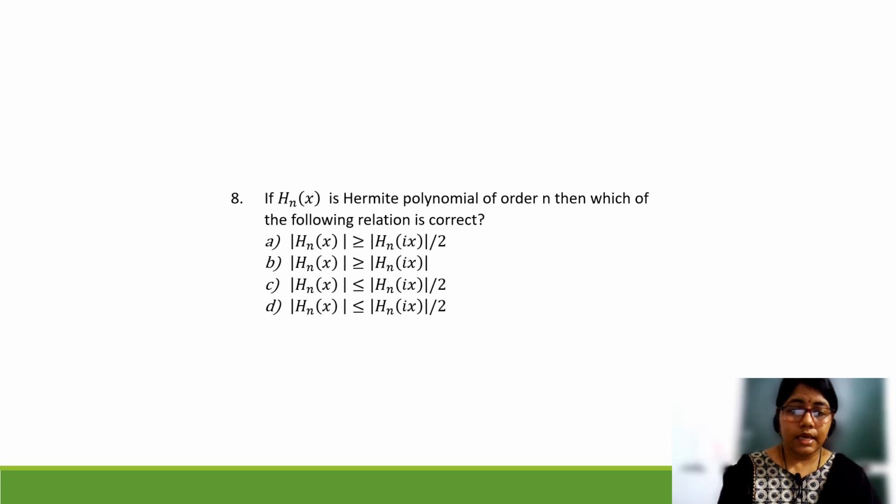Option D, this question, option is slightly wrong. The option A was H n(x) is less than or equal to H n(ix) only, not by 2. Okay, next.